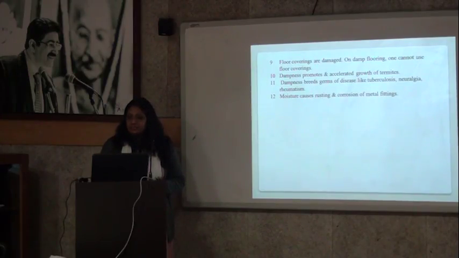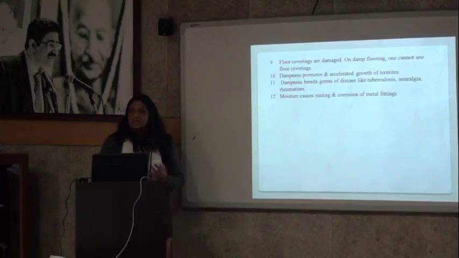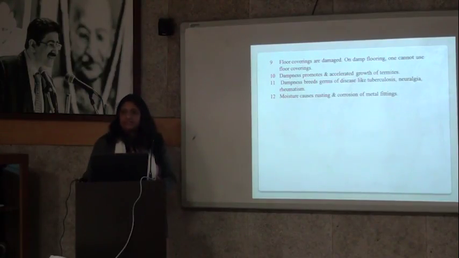Dampness breeds germs of diseases like tuberculosis, neuralgia, rheumatism. Moisture causes rusting and corrosion of metal fittings. We have a lot of metal fittings in our houses, in any building, not only housing but other buildings also. With the presence of moisture, the metal fittings get rusting and corrosion. So they will damage all the metal parts of the building also. So these are all the ill effects of dampness.